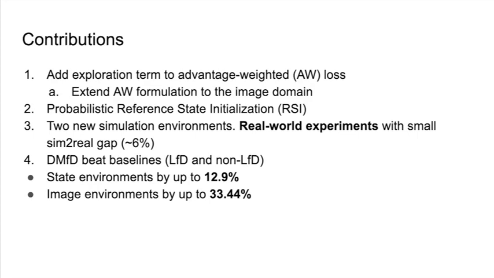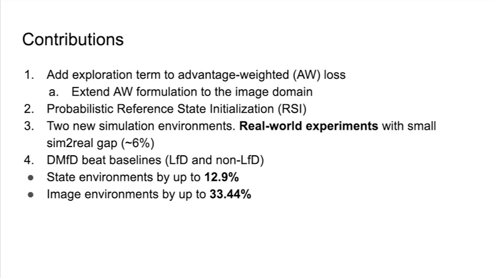Our paper has 4 main contributions. First, to encourage wide exploration, we add an exploration term to the advantage-weighted loss. To deploy our method in real-world settings, we extend this advantage-weighted formulation to the image domain using CNNs and data augmentation. Second, we introduce probabilistic reference state initialization, or RSI, during experience collection. Instead of always resetting the agent to states seen by the expert, we invoke RSI probabilistically to promote exploration and learning in states that are difficult to reach.